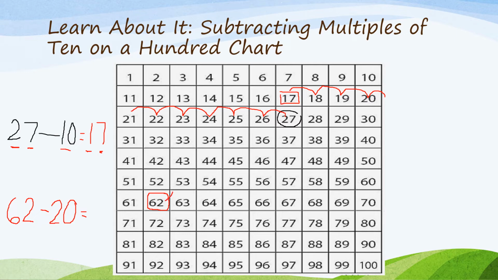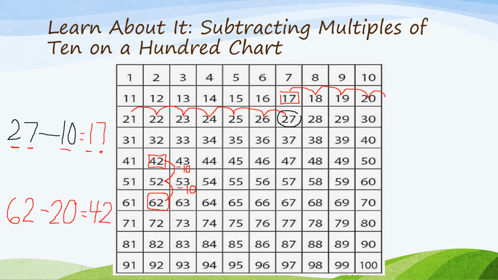If I take away my first 10, that would be 52. But remember, we wanted to take away 20, so I have to take away another 10 by counting back another row. So now we have taken away 10 2 times, so we know that we have done 62 minus 20, and our answer is 42.